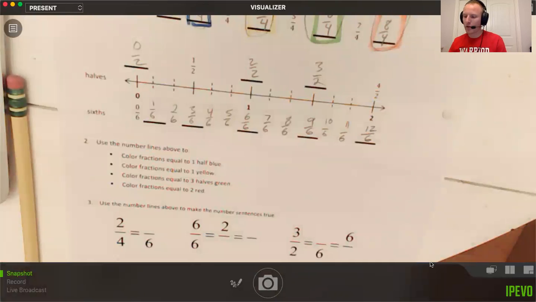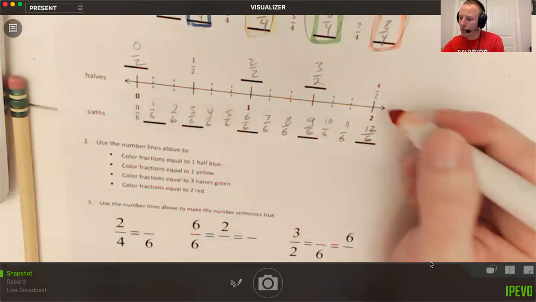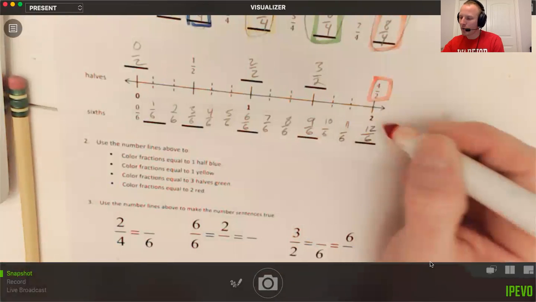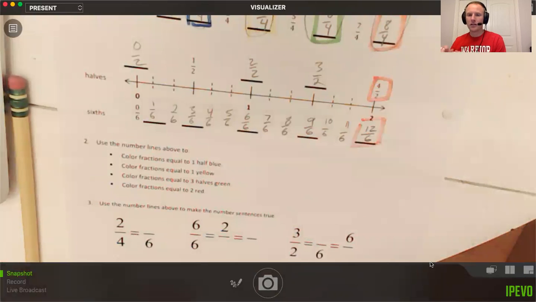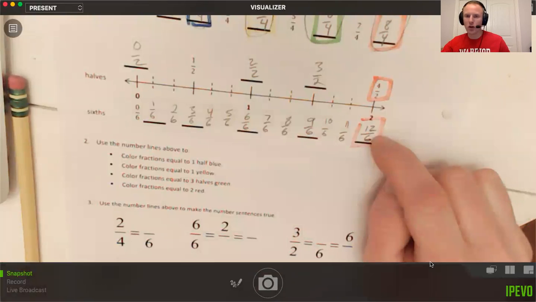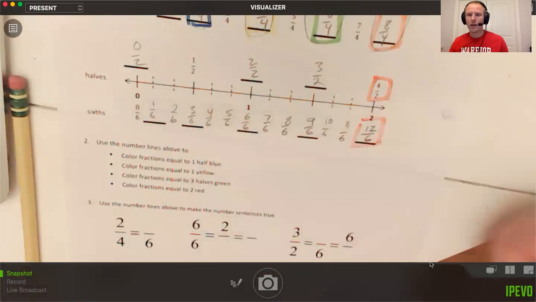We'll start with the red this time. So fractions equal to 2. I have 4 halves and 12, 6, which are both equal to 2. Notice that 2 times 6 is 12, just like 2 times 2 is 4. That's how we tell that those things are the same.